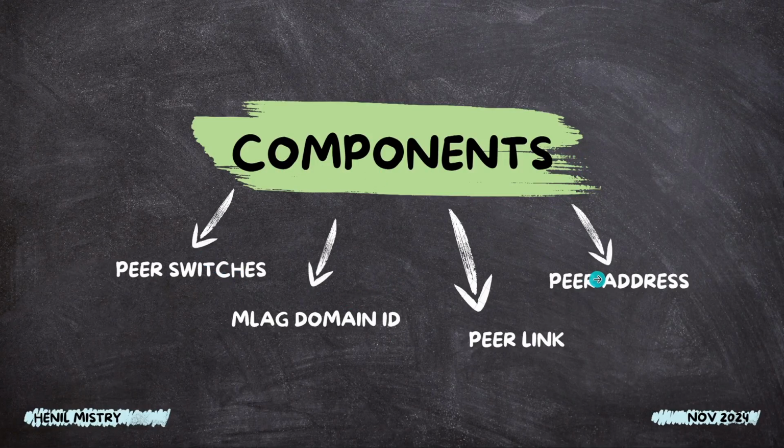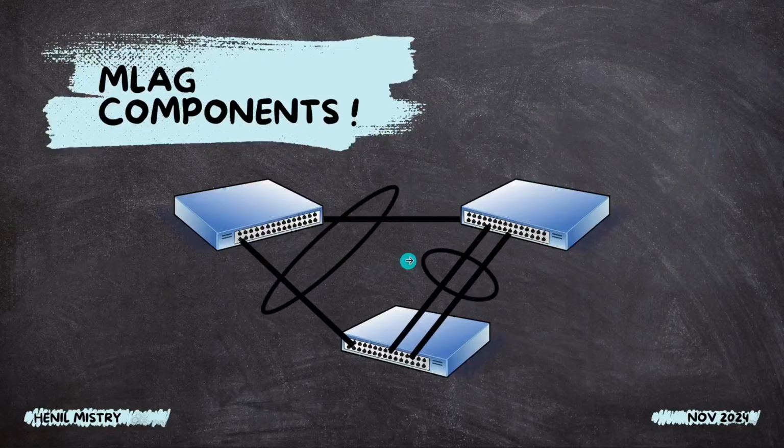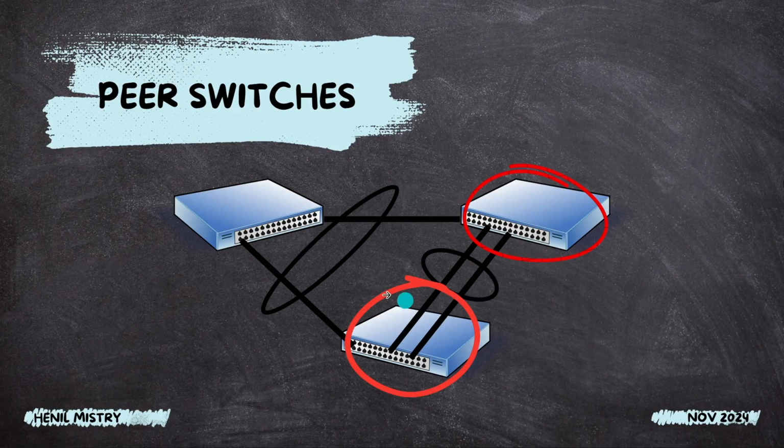So there are 4 components of MLAG: peer switches, MLAG domain ID, peer link, and peer address, that we have seen in the last video. So now let's get more idea on all of them. This is the topology that we will be seeing in the configuration also. So, peer switches: the switches on which we will configure the MLAG, both switches are called peer switches, as you can obviously guess, because they are peers.